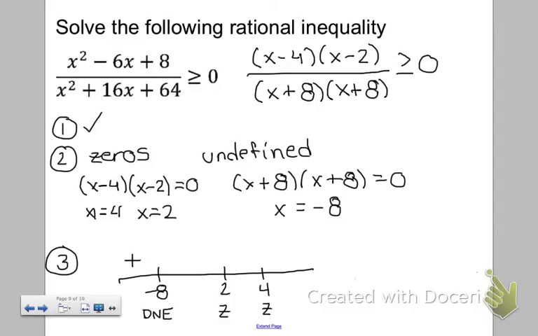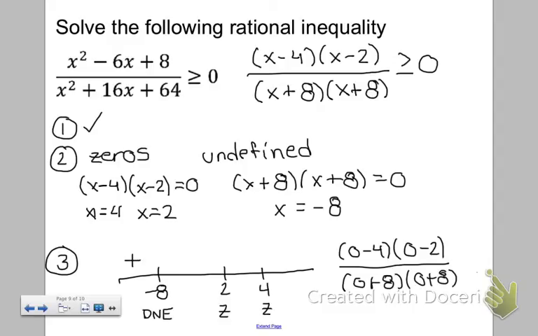So now I'm looking in the interval from -8 to 2. Anytime I can plug in 0 makes my life really easy. So let's plug in 0 this time. So I would have 0 minus 4 times 0 minus 2 over 0 plus 8 times 0 plus 8. Now, when I do that, I get either a decimal of 0.125, 125 thousandths, or a reduced fraction of 1/8.